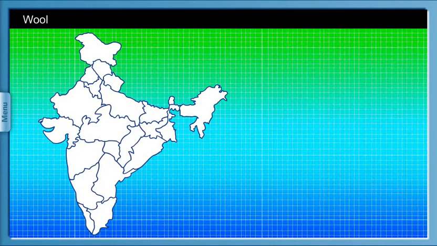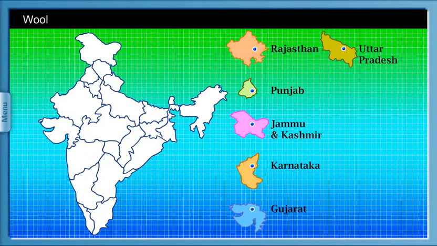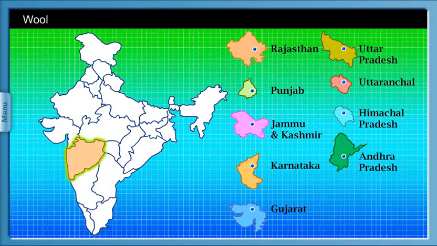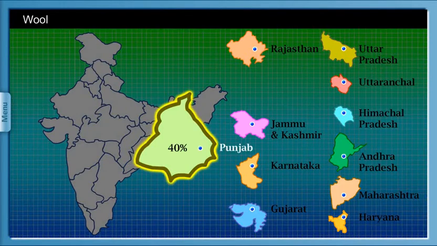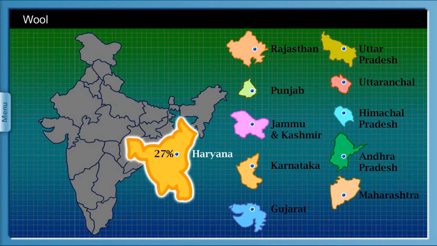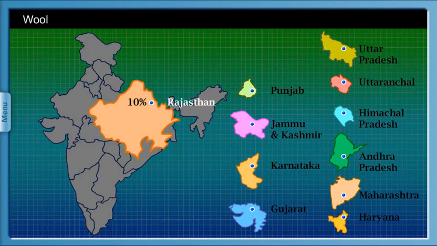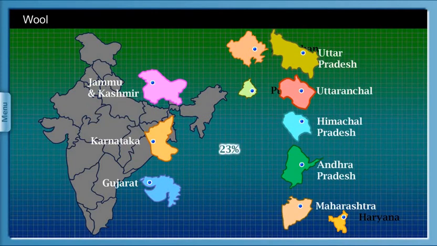The main wool-producing states of India are Rajasthan, Punjab, Jammu and Kashmir, Karnataka, Gujarat, Uttar Pradesh, Uttaranchal, Himachal Pradesh, Andhra Pradesh, Maharashtra and Haryana. Punjab alone accounts for 40% woolen units, while Haryana accounts for 27%, Rajasthan for 10% and the rest of the states account for the remaining 23%.